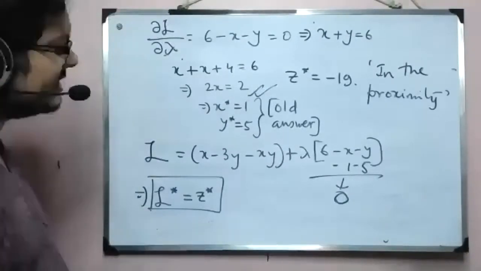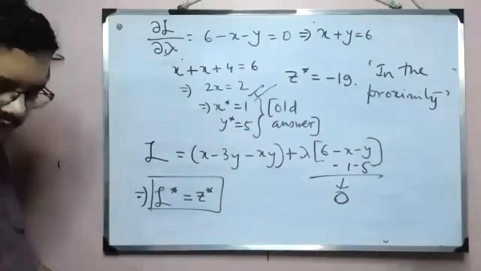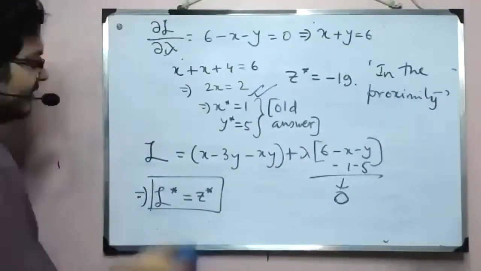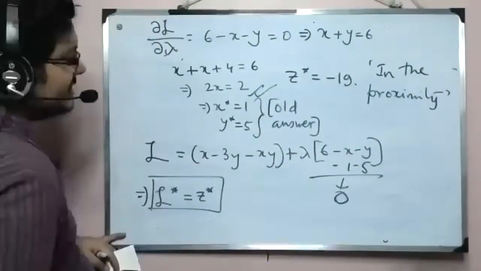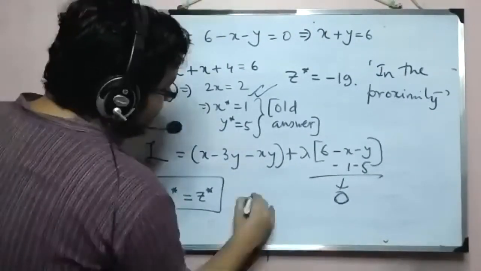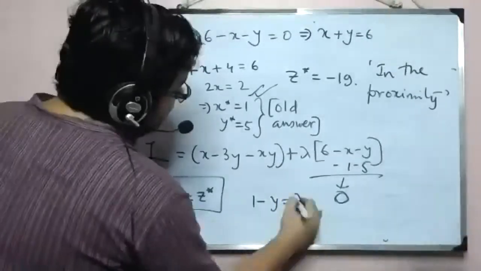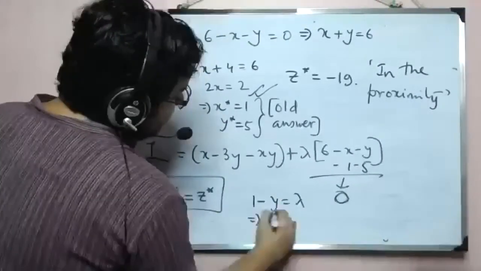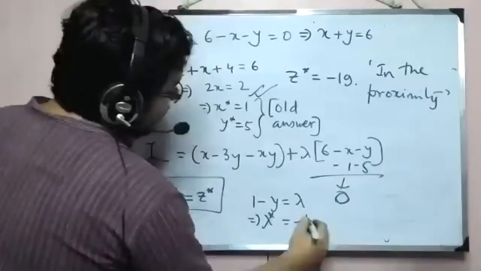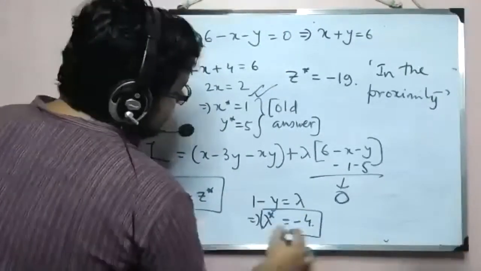Okay, and we'll see that later. But for the time being, we have learned these two methods. Now, last but not the least, what is the value of lambda? We have seen in one of our conditions that 1 minus y equals lambda. So here, lambda star is basically minus 4. Okay, so that is our lambda star.